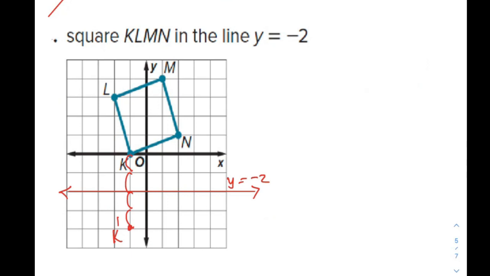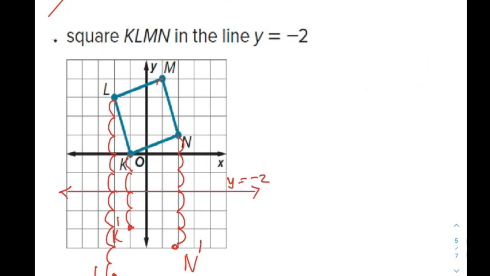Not the axis, 3, 4, 5. So 1, 2, 3, 4, 5. So it will be somewhere here. This is L prime. N, 1, 2, 3 to the axis. So we'll count 1, 2, 3 on the other side. So this will be your N prime.